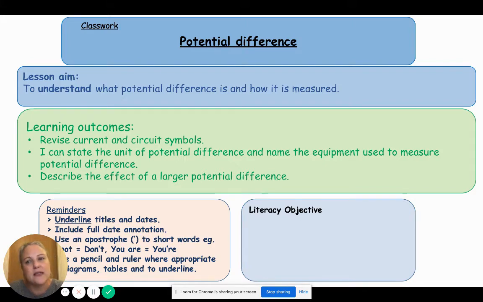By the end of the lesson, I just want you to know what potential difference is, how it's measured, and be able to draw circuits with measuring potential difference and be able to do some calculations that involve the term potential difference. Okay, you've probably heard of potential difference before, but you've probably heard of it in a different format. So we'll just talk about it a little bit today.